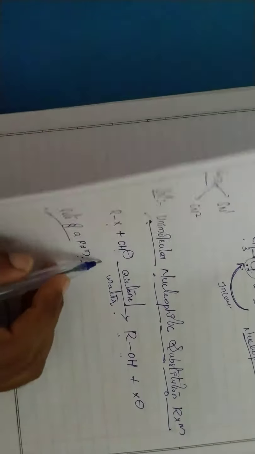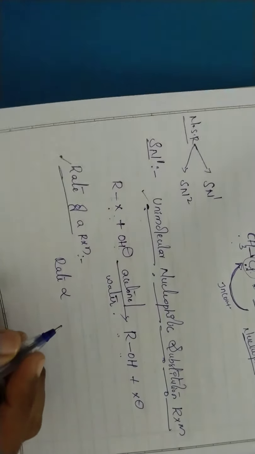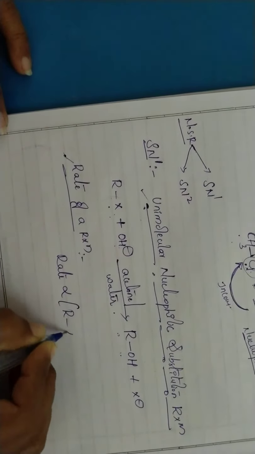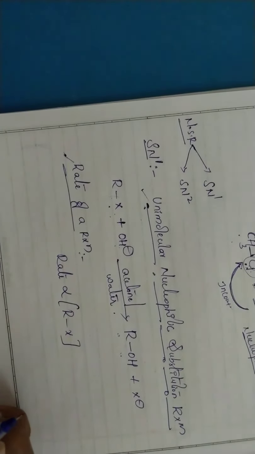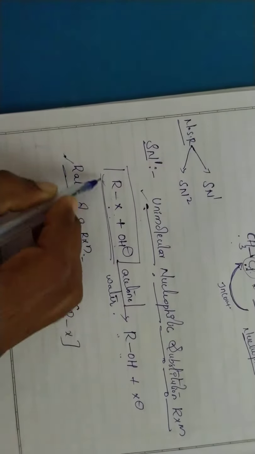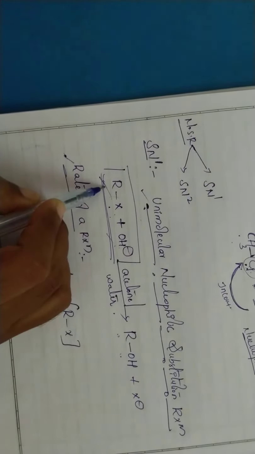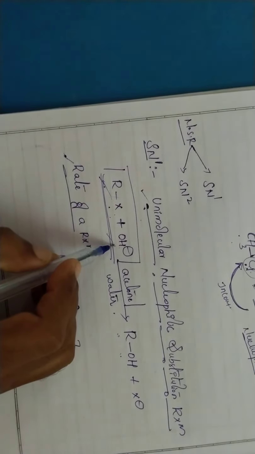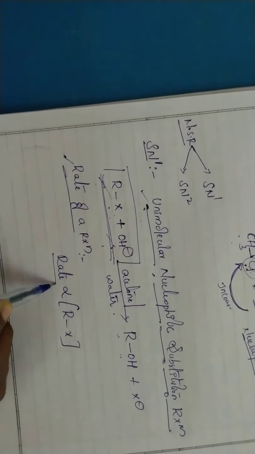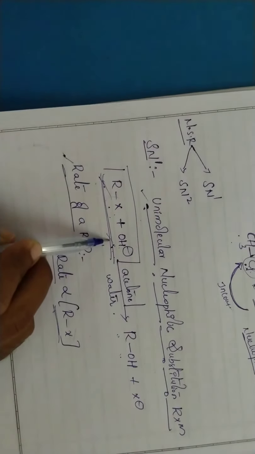So here, the rate of this particular reaction directly depends on the concentration of alkyl halide only. In this particular reaction we have two reagents, that is two reactants. One is alkyl halide, another one is a nucleophile. This is called alkyl halide RX, and OH minus is called the nucleophile. We have two reactants, but our rate depends only on the concentration of alkyl halide, but not on the concentration of nucleophile.